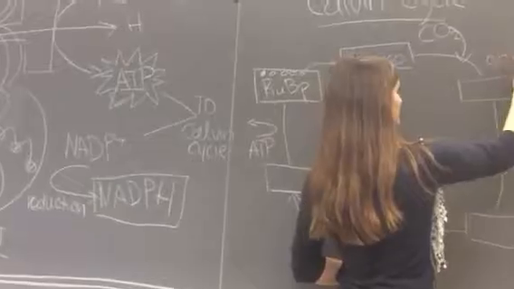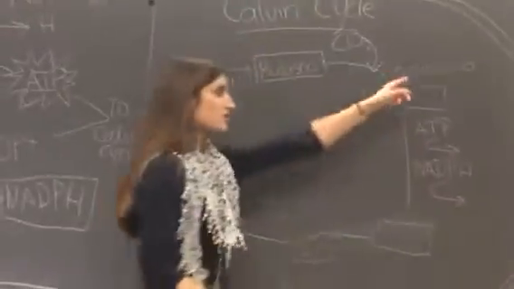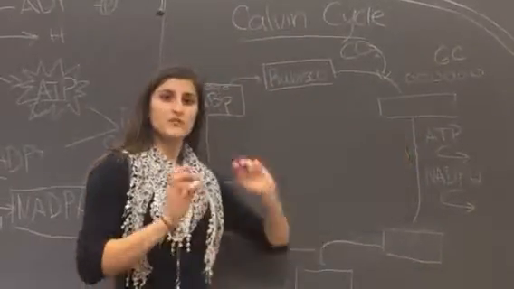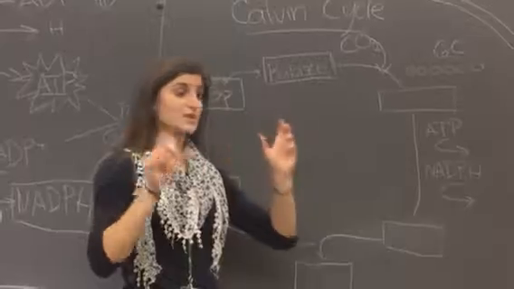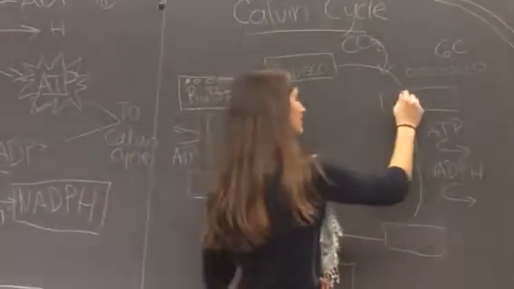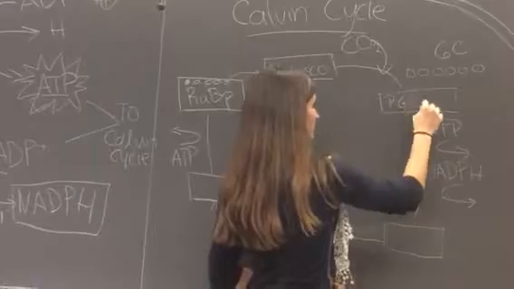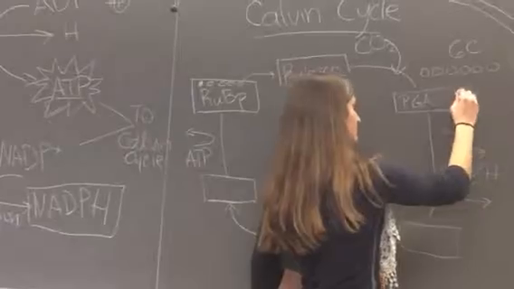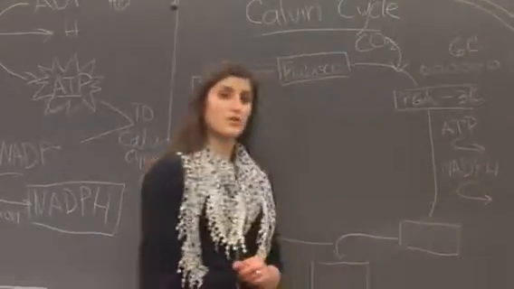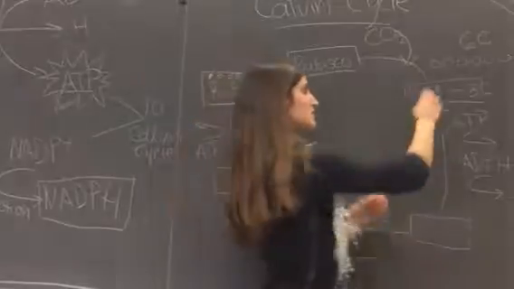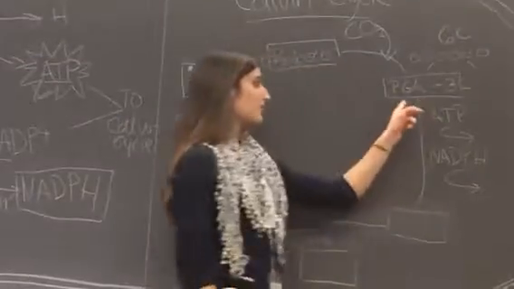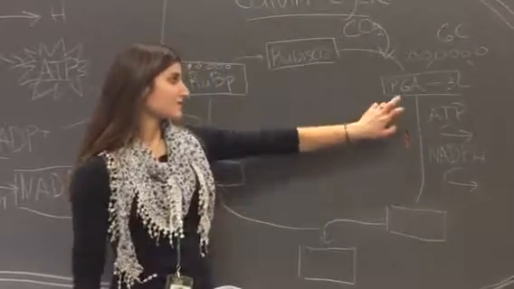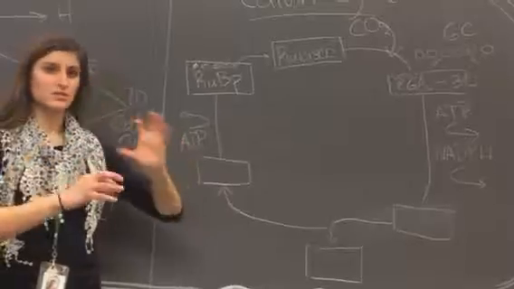So rubisco will be the enzyme to bind RUBP and carbon dioxide together. That's going to form a 6-carbon molecule. So I label that as a 6-carbon molecule right there. It's very unstable. It splits almost immediately into a PGA molecule. So a PGA molecule is a 3-carbon molecule. So we originally had 6, it splits into 2, and now we have 2 PGA molecules, right?